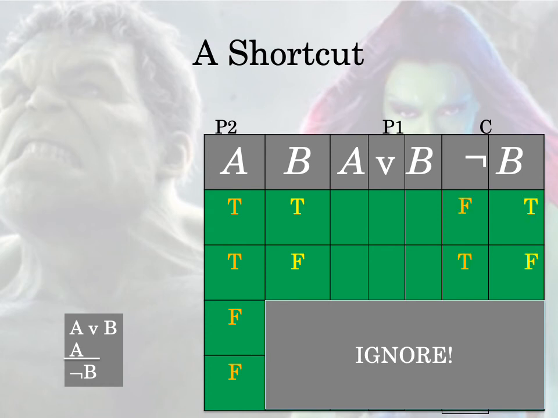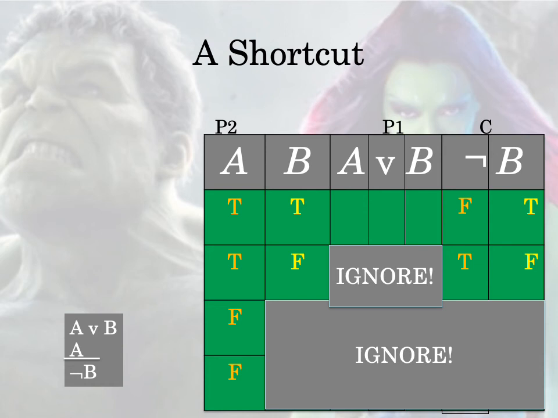And you can keep on repeating this shortcut. For instance, let's take a look at that second row after we filled out the truth values for the conclusion, not B. We know that any row in which the conclusion is true is not going to be an incriminating row, and so we get to ignore that second row. We don't have to figure out the truth value of A or B for that second row. So we've saved ourselves a little bit of work there too.